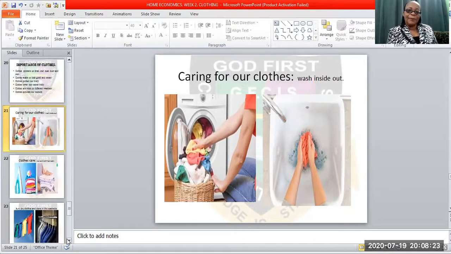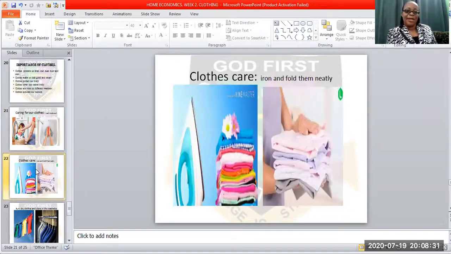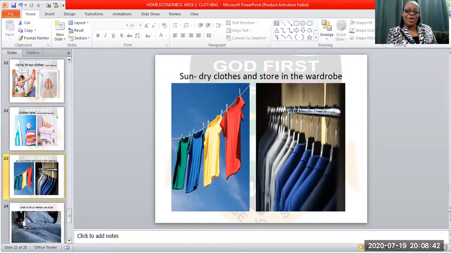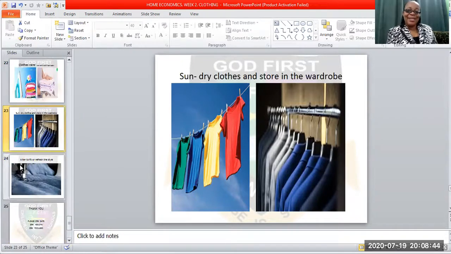Now we move on again to say we must iron our clothes and fold them right. Is that clear? Yes, we should be able to do that. We should be able to sun dry our clothes and hang them neatly. Are we together?